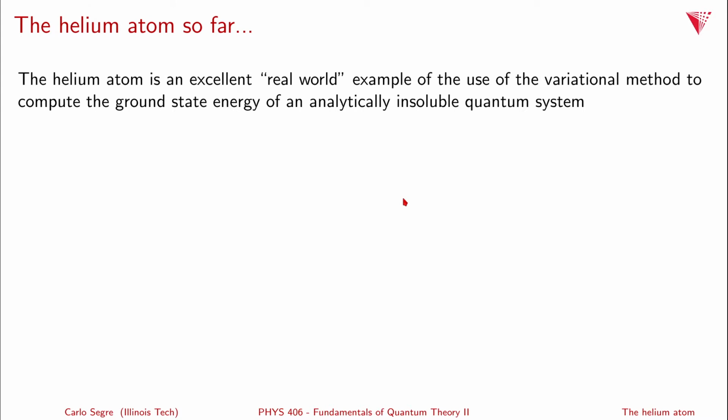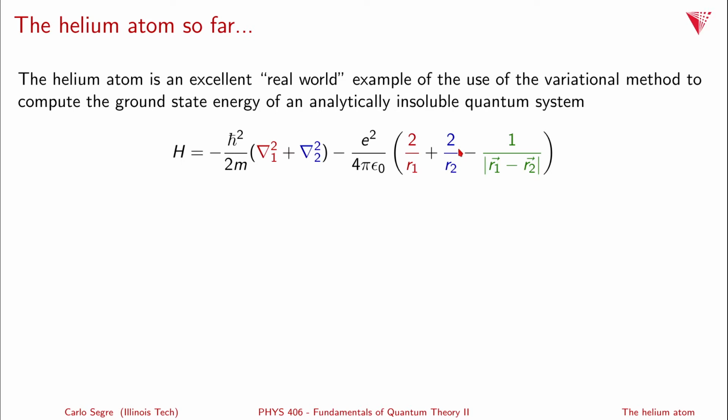So far, we've used the helium atom as a really good example of the variational method to compute the ground state energy of this insoluble analytical quantum system. The Hamiltonian for the helium atom has the kinetic energy for both of the electrons plus the Coulomb attraction to the nucleus for both of the electrons, plus the electron-electron repulsion.